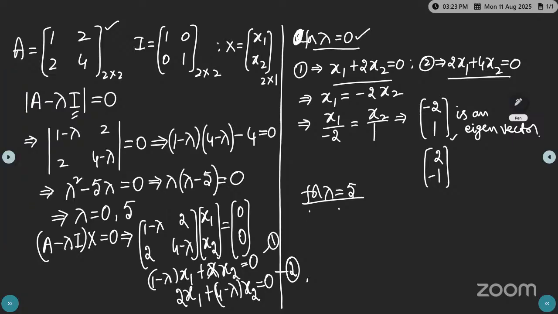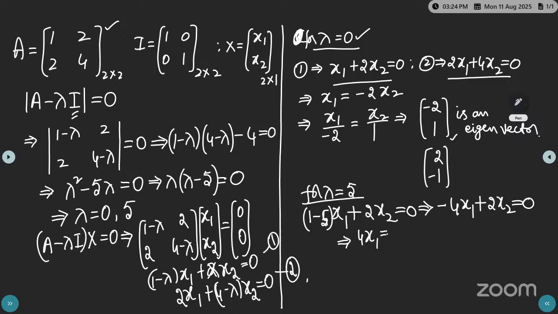What is it? (1 - 5)x1 + 2x2 = 0. One minus 5, right, so -4x1 + 2x2 = 0. 4x1 equals 2x2. So 2 times x1 by 1 equals x2 by 2.